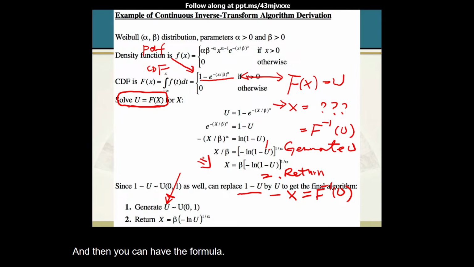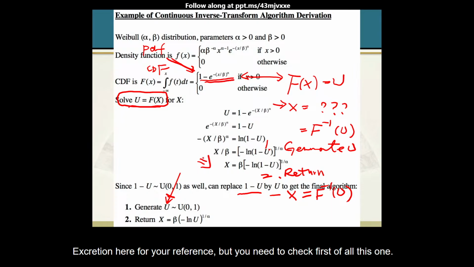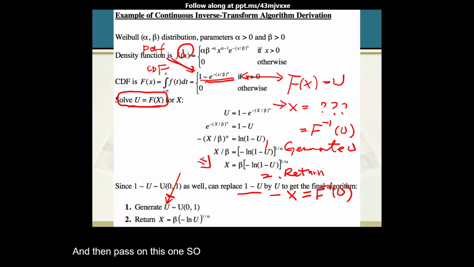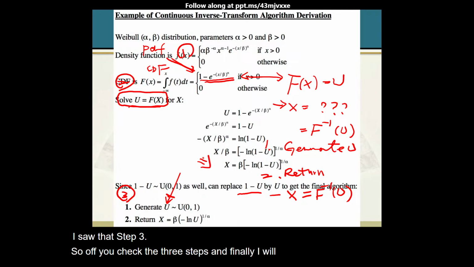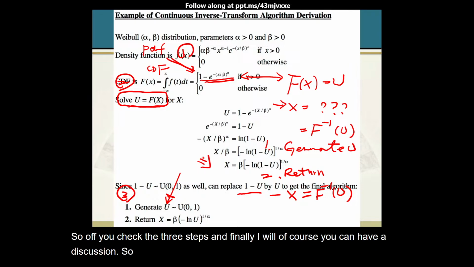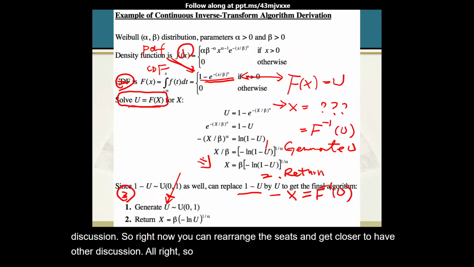All right, so I leave all the annotated description here for your reference. But you need to check, first of all, this one, and then pass on to this one. So step 1, step 2, and step 3. So all of you check the 3 steps. And finally, of course, you can have a discussion. So right now, you can rearrange the seats and get closer to have the discussion. All right, so you have 5 minutes to check this example.